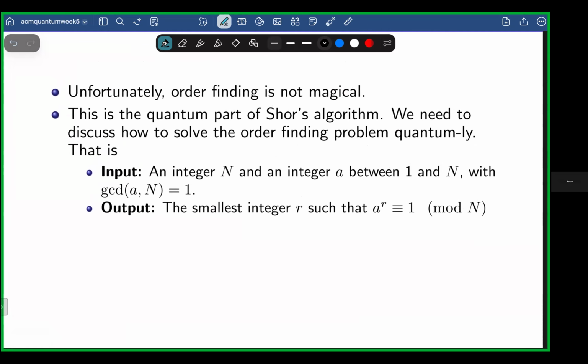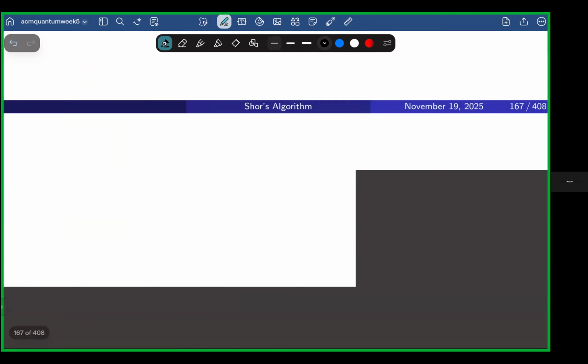So let's formally define the problem. You have an integer n and an integer a between 1 and n, and you know it satisfies GCD of a and n is equal to 1, because you didn't get lucky. And the output is the order r, and here's the definition of the order. I'm just going to keep repeating it so you remember it eventually.